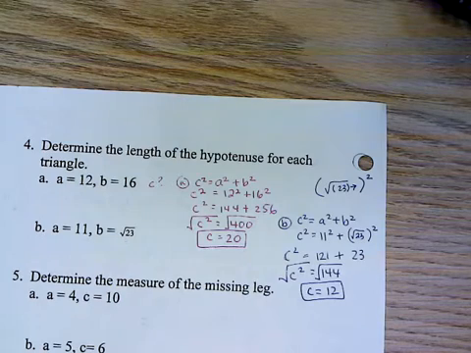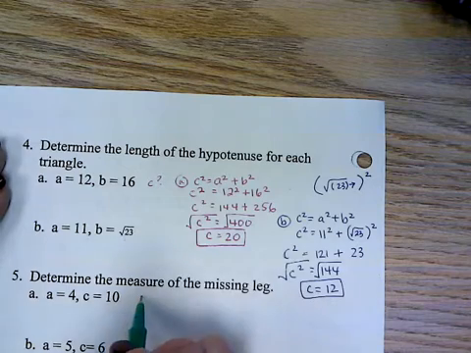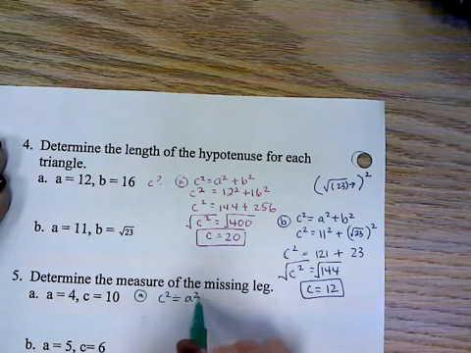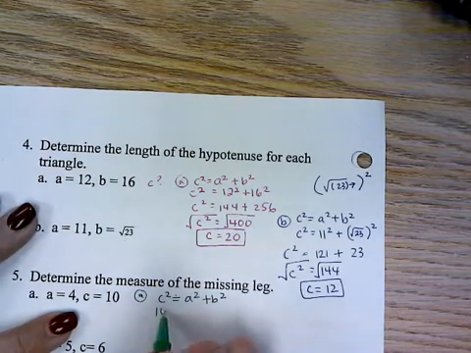Okay, on number 5, all we're going to do now is look for the missing leg. So, same idea, same consequence, except now I'm looking for the missing leg. I'm looking for B. So again, write my formula. I'm going to plug in what I know.